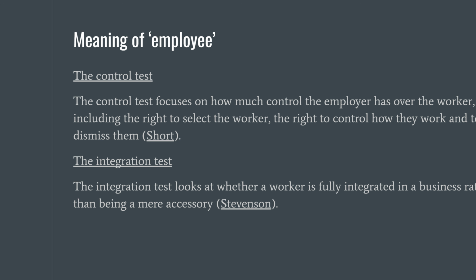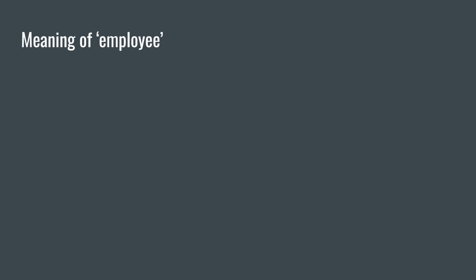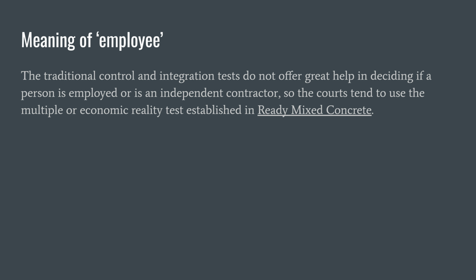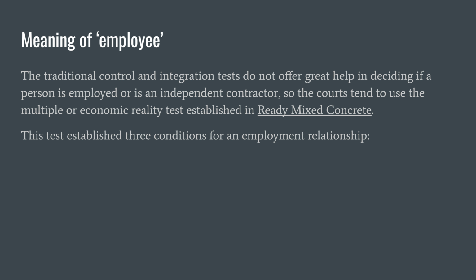However, these traditional cases don't always tell the full story. And so often the courts have used a multiple test, which takes into account a number of factors. This is also called the economic reality test, and it comes from a case called Ready Mixed Concrete. And this established 3 conditions for an employment relationship. So these are the 3 things you'd need to look at in the scenario.